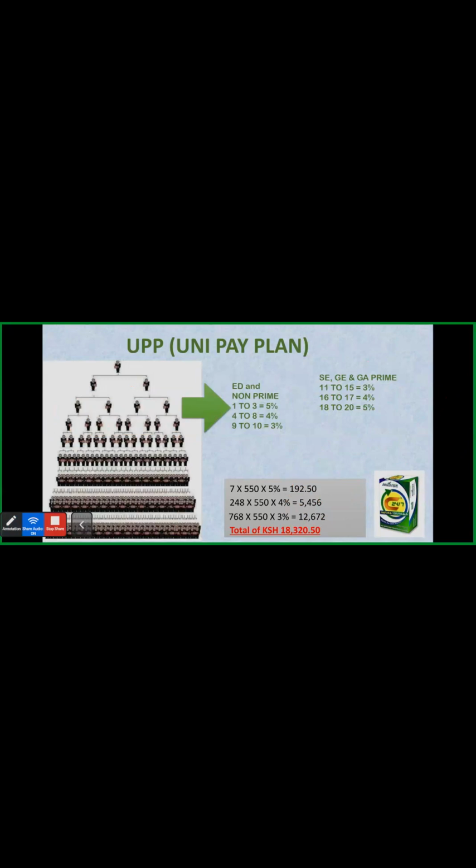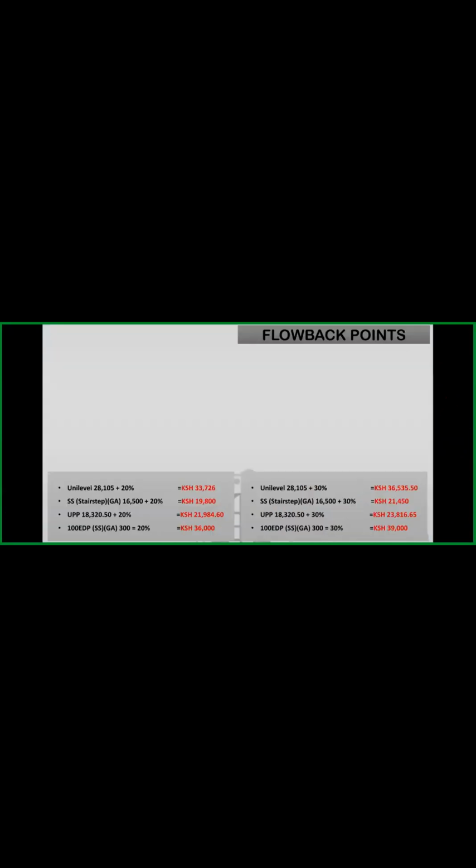And that means you make an extra income if you are a Silver Executive Prime, Gold Executive Prime, and Global Ambassador Prime. You enjoy that 3, 4, and 5% extra. Are you together? Now, the last thing on this, I think this is the last thing. There is nothing else remaining. Yeah, I can see it's the last thing. So, the last thing we have is what we now call the flowback points.